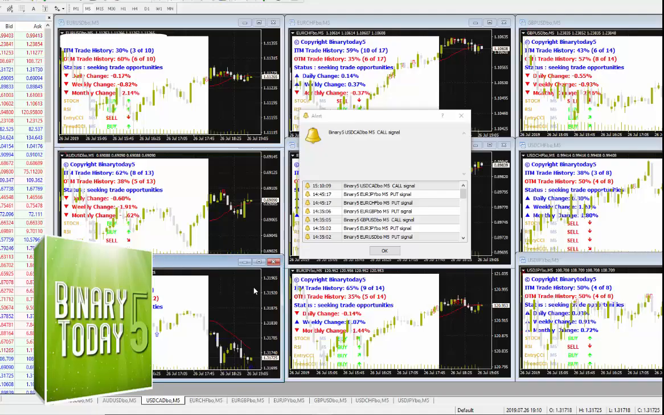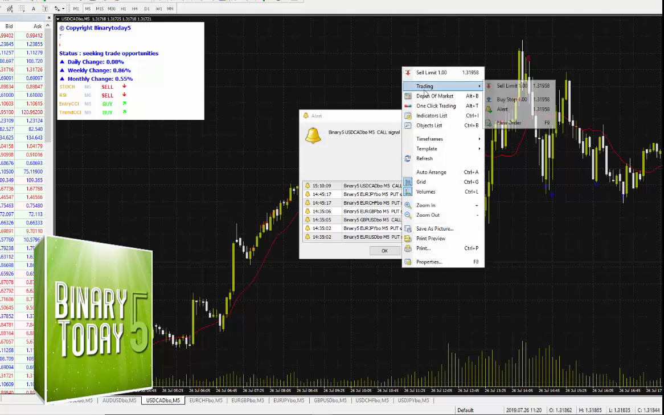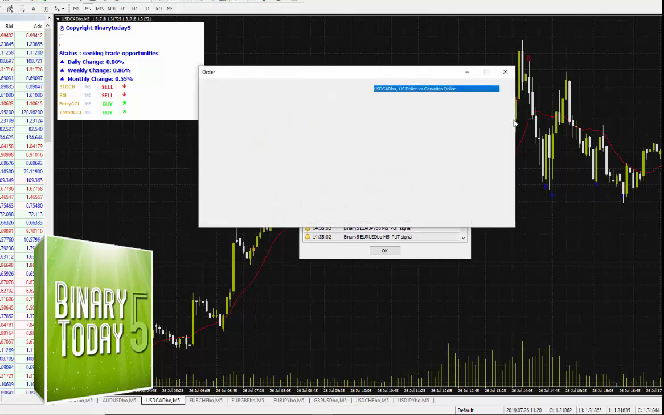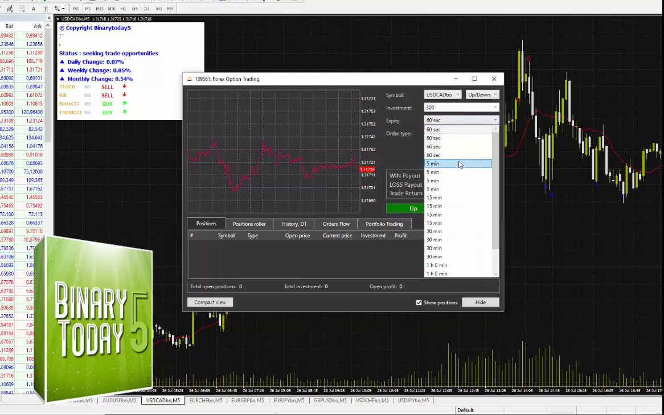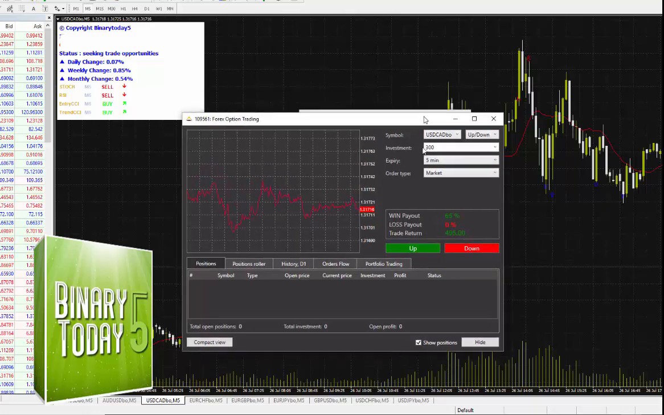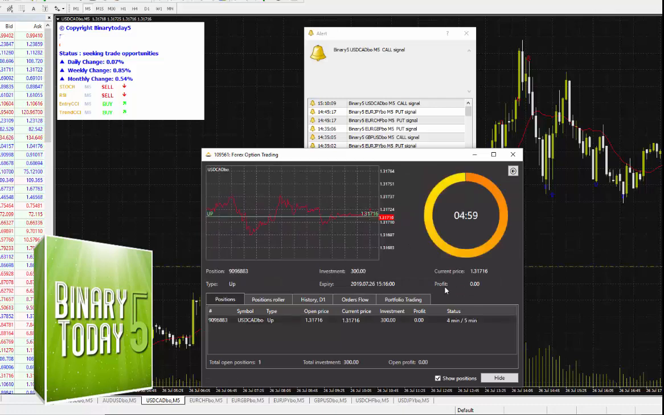Let's just jump right into this sample trade here, and then I'll talk after that. You can see here I had a signal come in for Binary Today 5. I'm going to put in 300, set it to 5 minutes, and then I'm going to set the trade up. You can see it's a call trade, so I'm going to hit up. That means I believe that the market is going to go up.